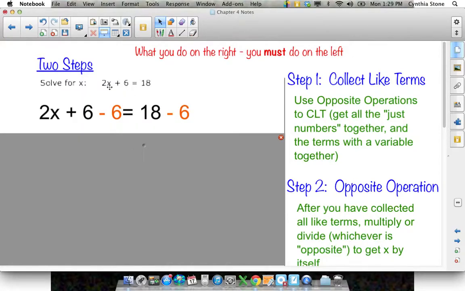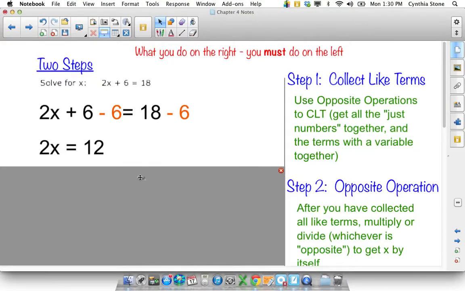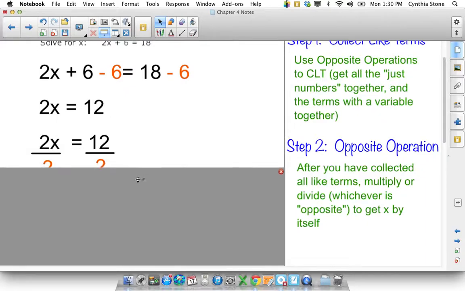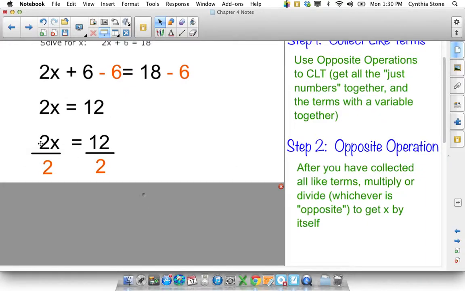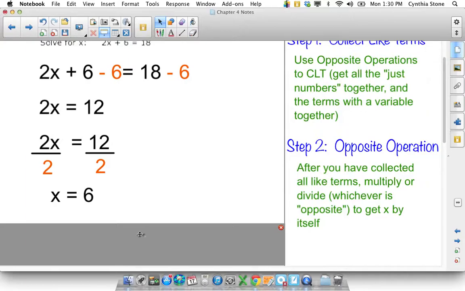So remember, I want to get all the x terms together and the non-x terms together. So that means this 6 has got to go to this side of the equation. So it's added, so I subtract it from both sides. Okay? The last step then, that leaves me with 2x equals 12, right? Because 6 minus 6 is 0, and 18 minus 6 is 12. And then these two are multiplied together, so I divide both sides by 2. So that this 2 over 2 is 1, and I end up with just x equals 6. Okay, so that's a two-step equation.